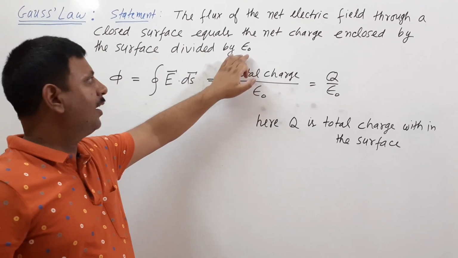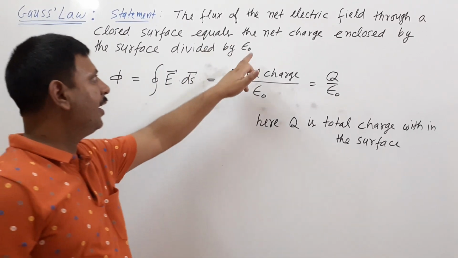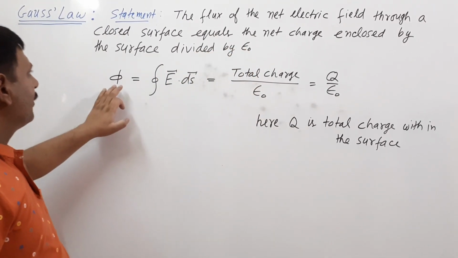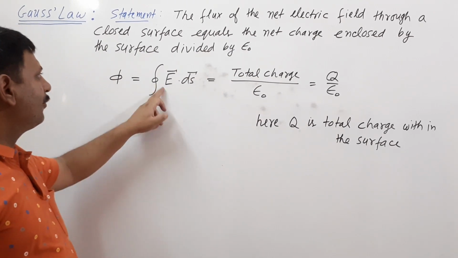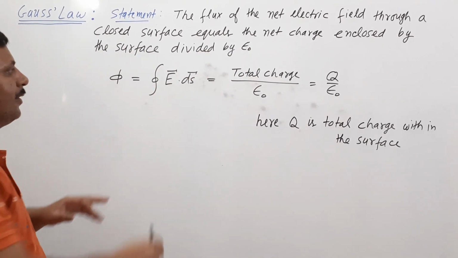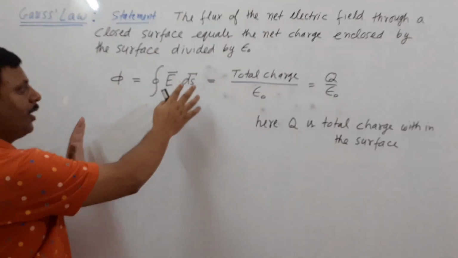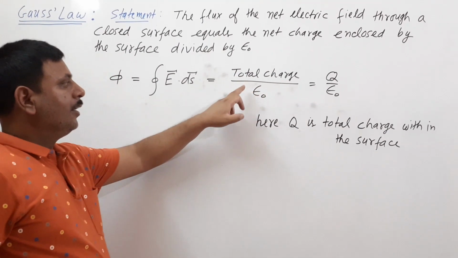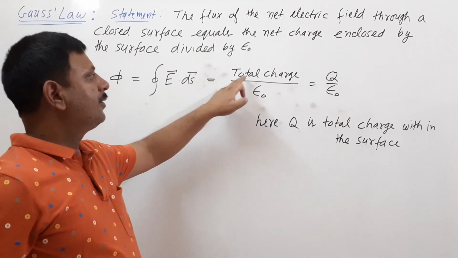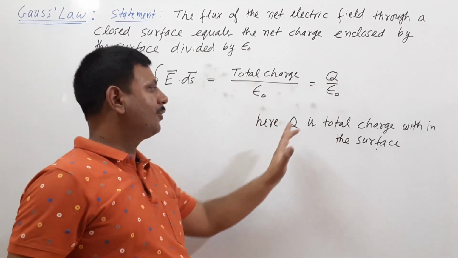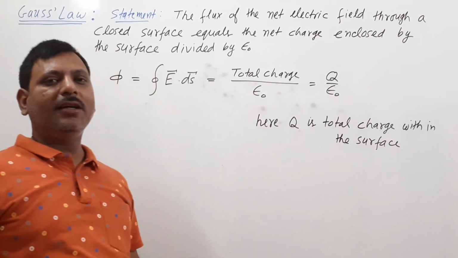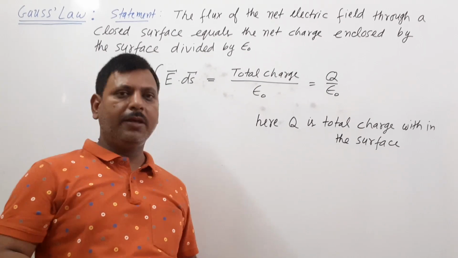If vacuum is there, epsilon naught. If any medium is there, divided by epsilon. The flux, we know flux is what? E dot ds for closed surface. Total is equal to 1 upon epsilon naught times total charge. Here Q is total charge within the closed surface.